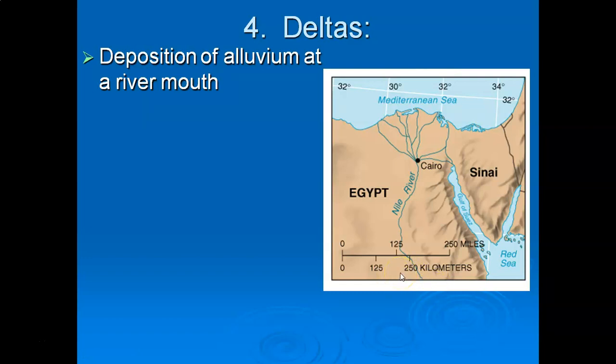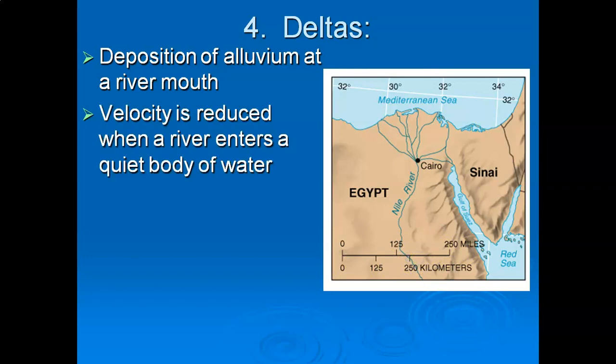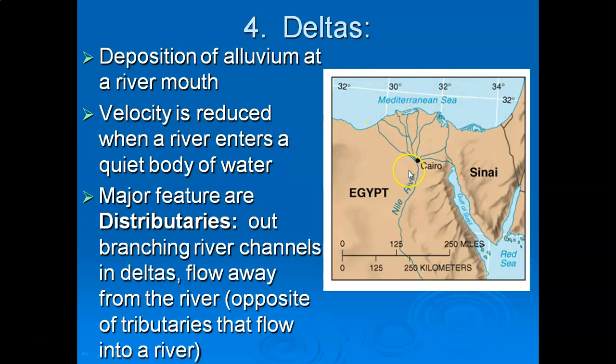And of course, that's what we have here in Louisiana, and that's where Houma and Thibodaux is. And so what it really represents is deposition of river alluvium at the mouth of a river. The process is, the river flow velocity is reduced once it enters a quiet body of water. And that reduction in velocity is going to cause the river to deposit its sediment right into the relatively quiet body of water. And a major feature found in deltas are called distributaries.